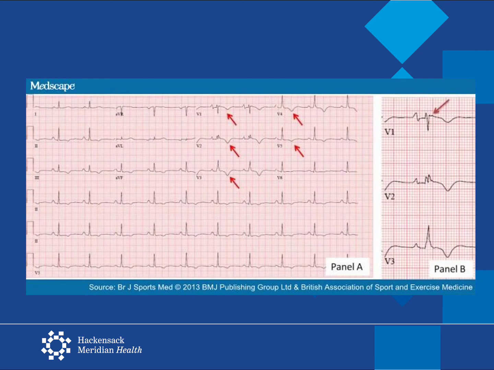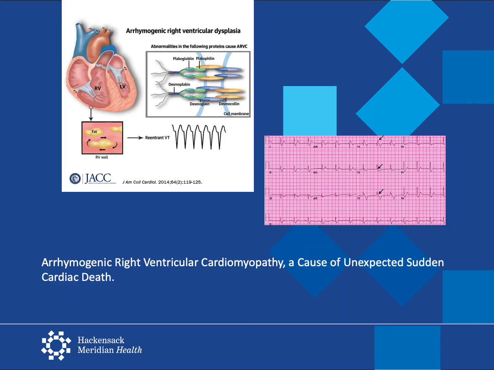Notice this peculiar abnormality in the tracing in V1 and V2. There's a little extra blip and a little extra wave. This is called an epsilon wave. It's scary because it's subtle and it can cause unexpected sudden death. It's part of something called arrhythmogenic right ventricular cardiomyopathy, or sometimes called arrhythmogenic right ventricular dysplasia. It's a funny little extra beat called an epsilon wave. It's worth trying to be on the lookout for.